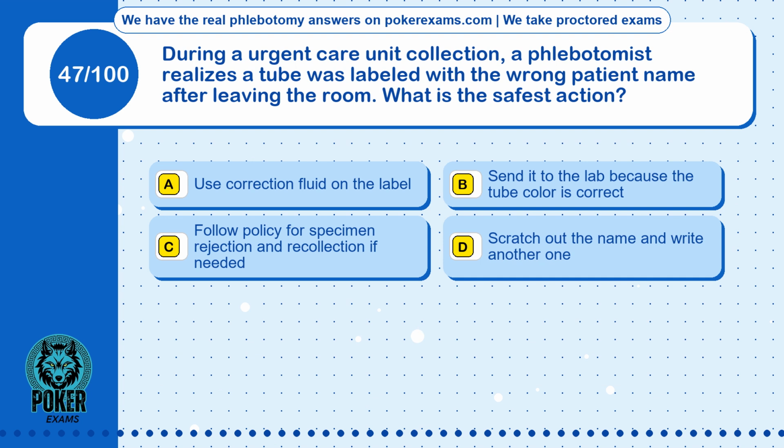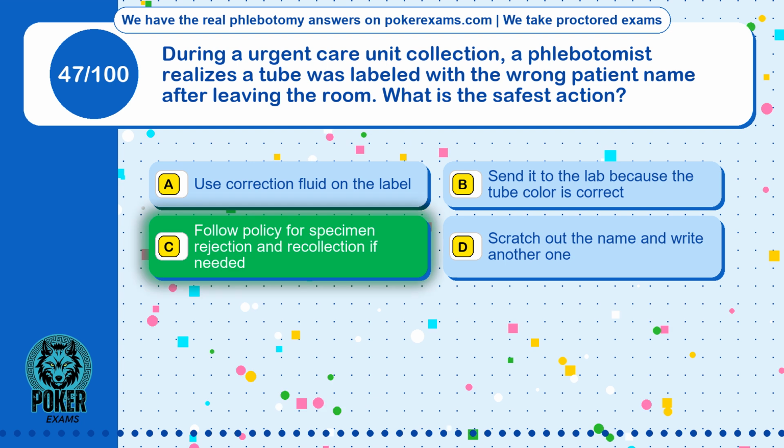Question 47. During an urgent care unit collection, a phlebotomist realizes a tube was labeled with the wrong patient name after leaving the room. What is the safest action? Option A. Use correction fluid on the label. Option B. Send it to the lab because the tube color is correct. Option C. Follow policy for specimen rejection and recollection if needed. Option D. Scratch out the name and write another one.